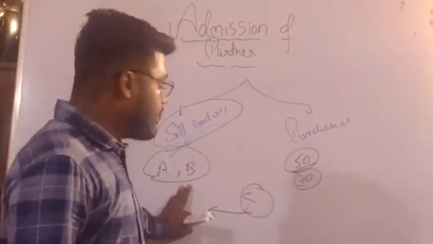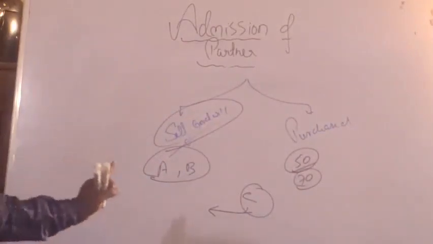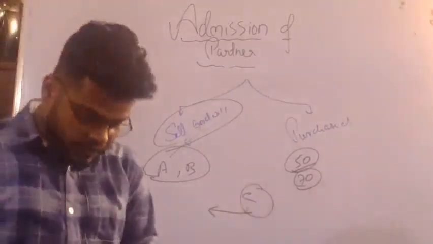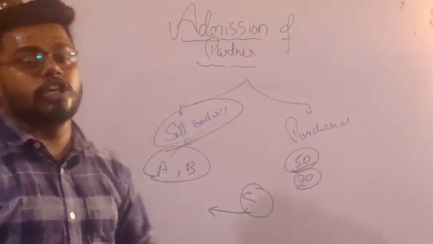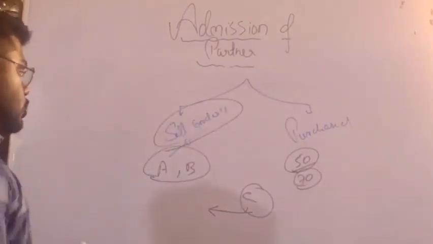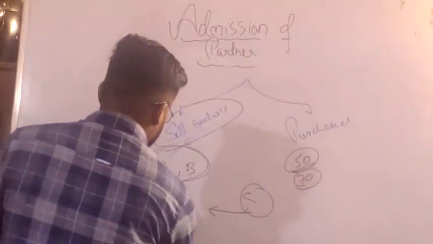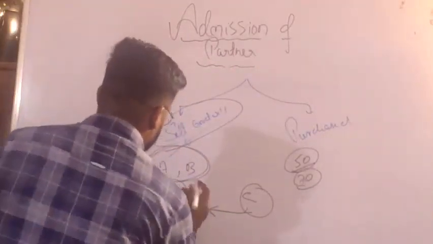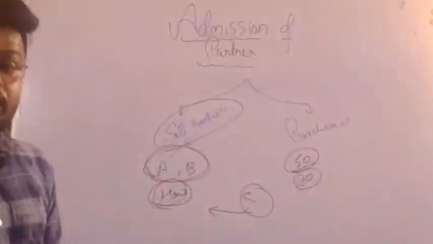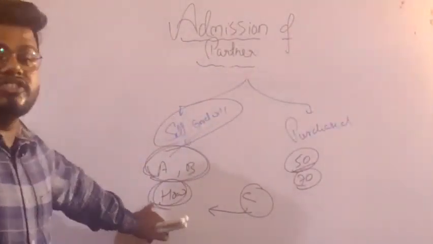Okay, A and B are the partners and C is admitted to the partnership firm. Right now, A and B will say that our firm is a very good firm and in future you will earn a lot, so give us an extra amount. That is called goodwill. How much extra will we charge? That is called the method of calculation of goodwill. We will calculate how much we will charge from C, and this is called self-generated.